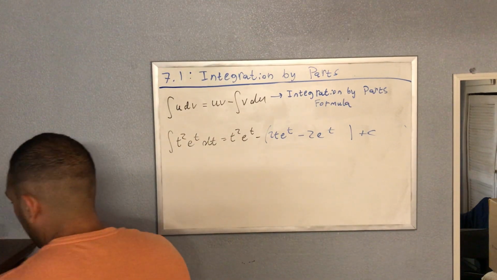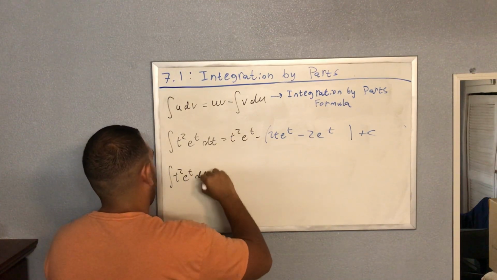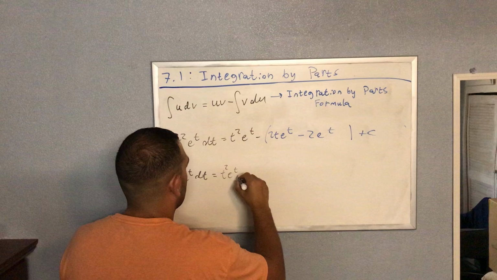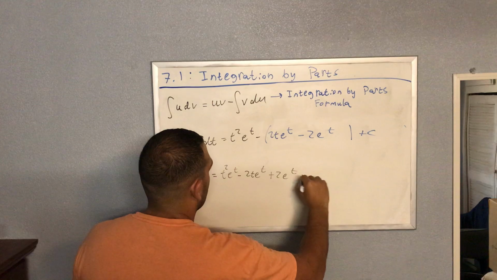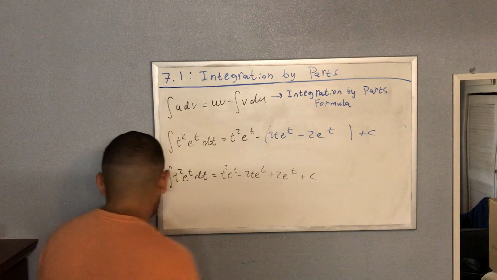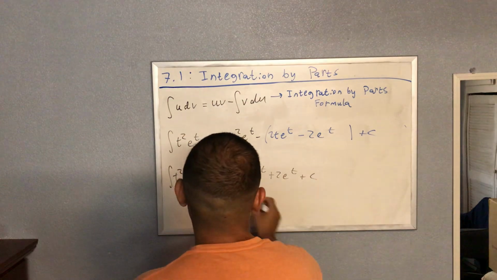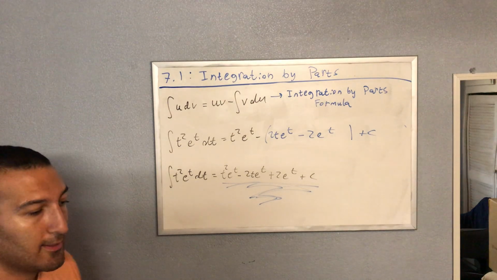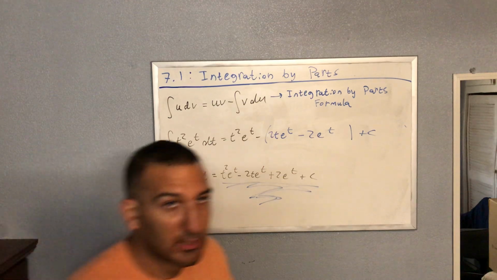So then we get the integral of the thing that we want is, okay, t squared e to the t, distribute the minus sign, minus 2t e to the t plus 2 e to the t plus c. And then nothing combines, and so this is the final answer. So yes, sometimes you may have to apply the integration by parts formula repeatedly, multiple times. So that's pretty cool.